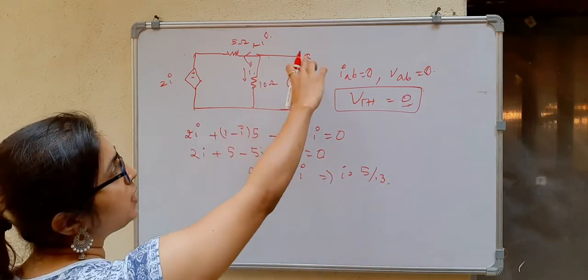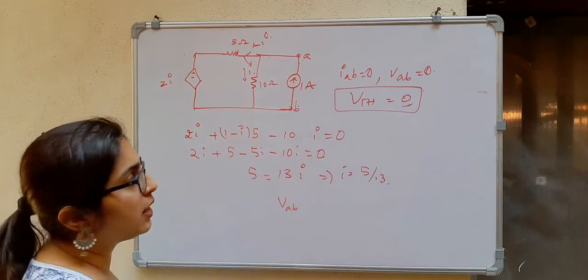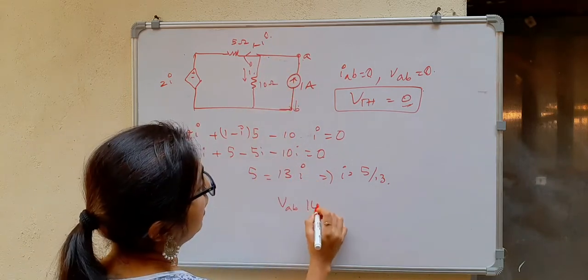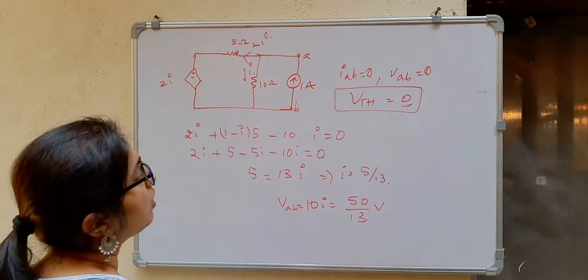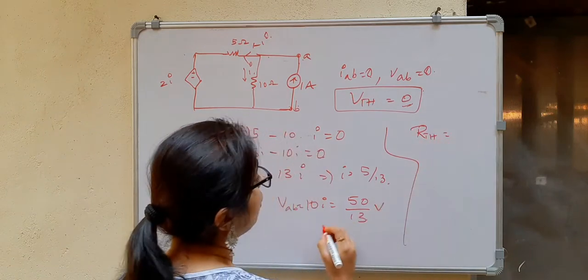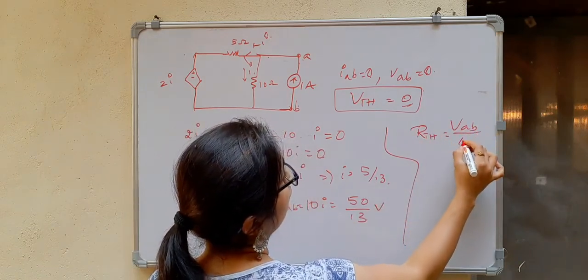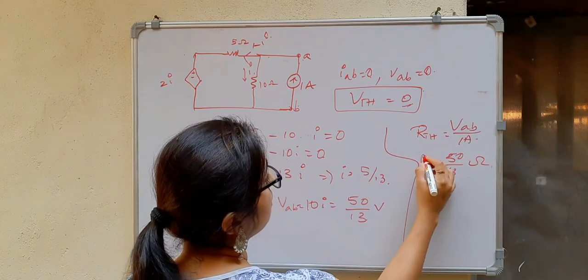Now what is the voltage across this, VAB? It is the voltage across this 10 ohm resistor, that is 10I. So that will be equal to 50 divided by 13 volts. So now we can find RTH, that is equal to VAB divided by 1 ampere. So that is equal to 50 divided by 13 ohms.